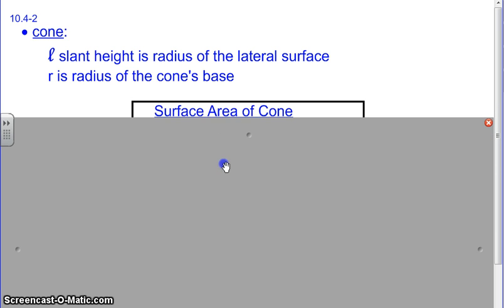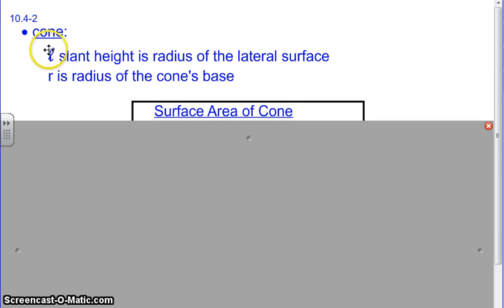There are 2 interesting variables in this equation. We have a slant height, which you can imagine is from like the outside rim of the cone up to the vertex. And then we have the radius, which is the radius of the cone's circle base.